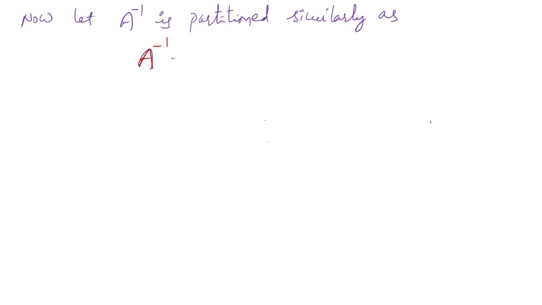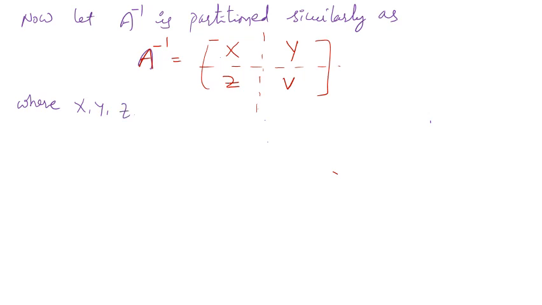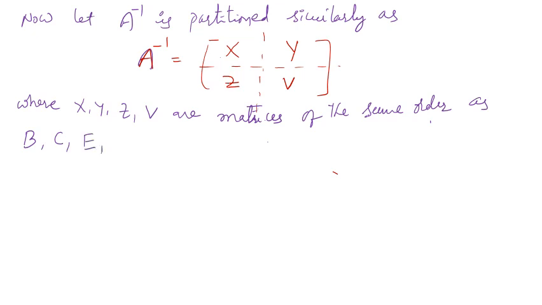Now let the inverse of the matrix, that is A inverse, be partitioned similarly as A inverse equal to, now again the partition of A inverse, X Y Z V, like this, where X, Y, Z, V are matrices of the same order as B, C, E, D respectively.